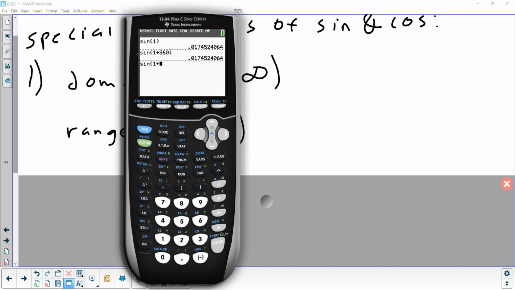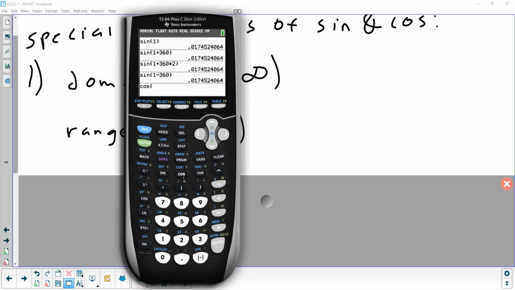Let's take the sine of 1. Let's add 360 again. So I'm adding double 360. I'm adding 720. Same thing. Let's take the sine of 1, and let's minus 360. What do you think I'm going to get here? Same thing. I can add or subtract any multiple of 360 to a number, and it won't affect the sine or the cosine. I would still get the same answer.